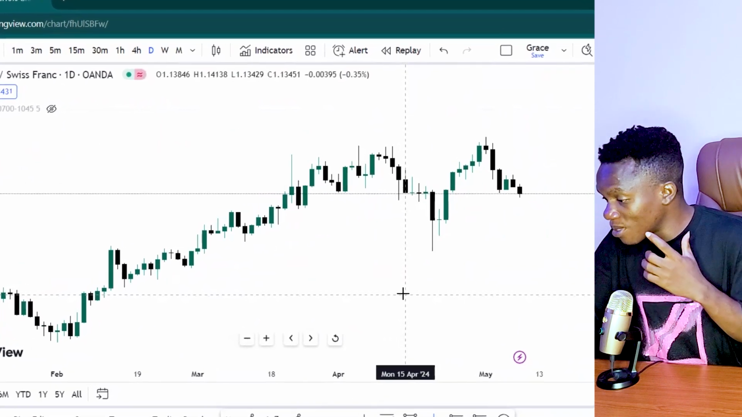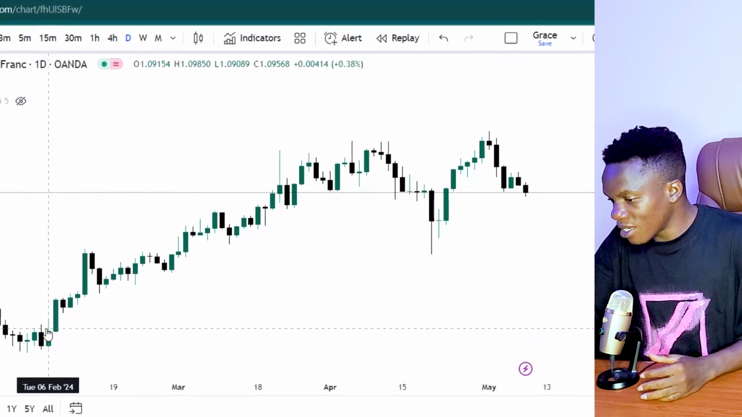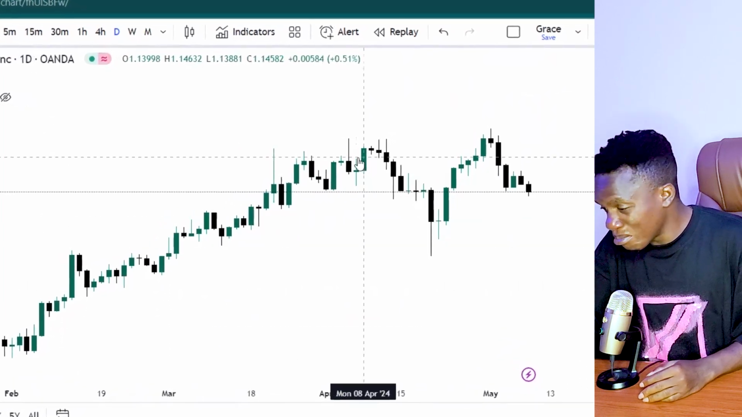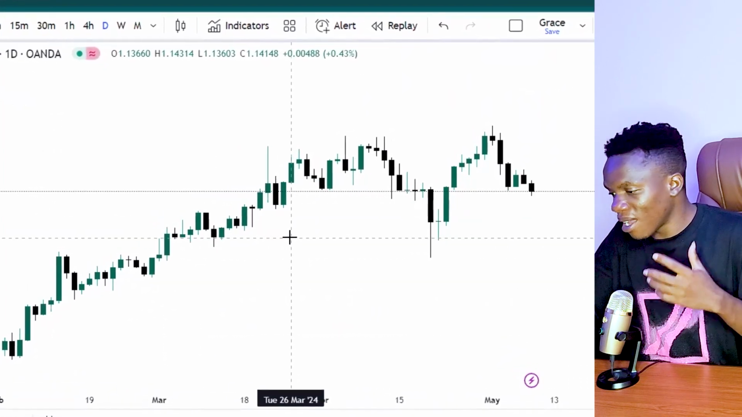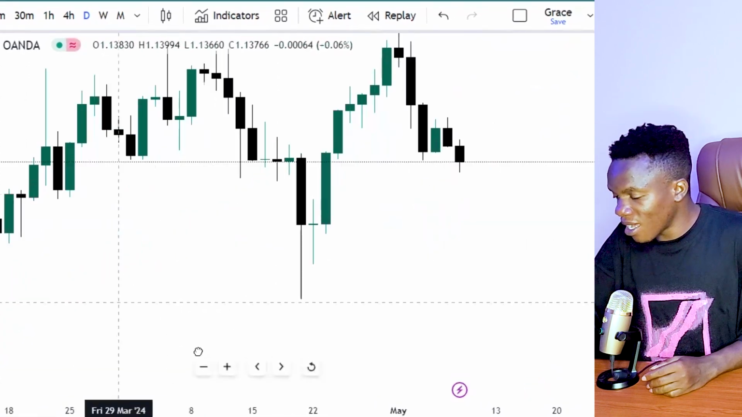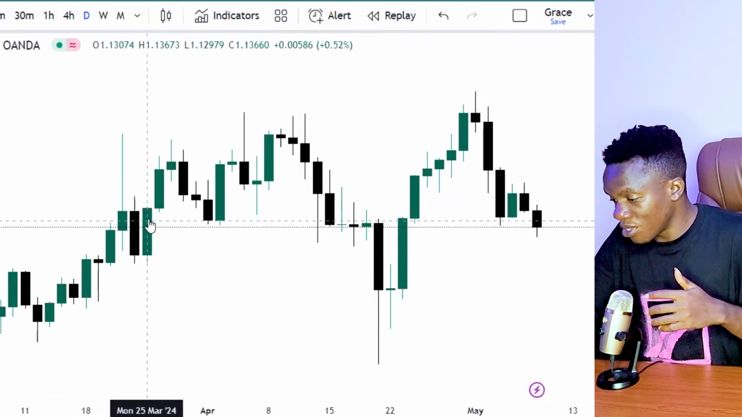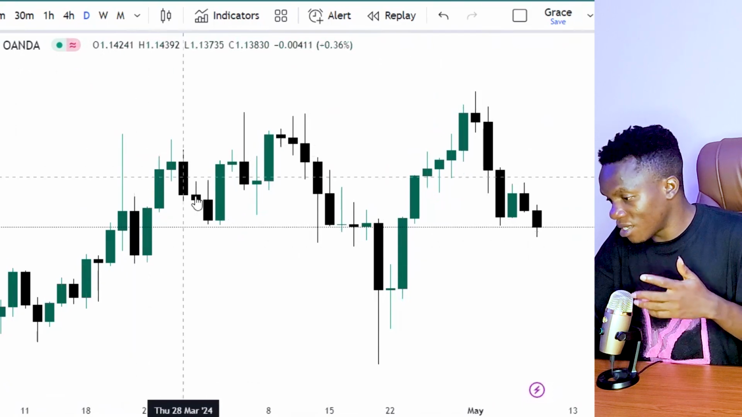So to get started with today's tutorial, I'm already on the daily time frame right here. You can see all these are my individual daily candles, bullish and bearish. Every black candle here is bearish, every green candle here is bullish. Now, all these candles represent individual daily biases. For example, this was a bullish day, a bearish day, and all that.